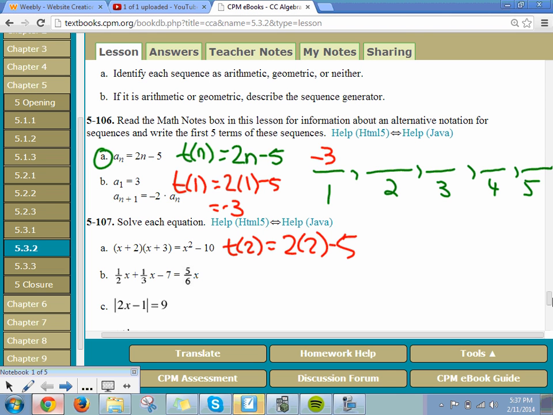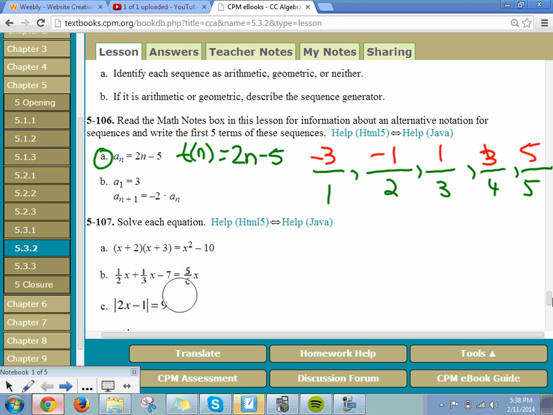T of 2 is going to be equal to 2 times 2 minus 5, so that's 4 minus 5, which is -1. And then we can see that we're really adding 2 each time, so this will be a +1, +3, and then +5. So A is looking at an explicit equation, alternative notation for explicit.